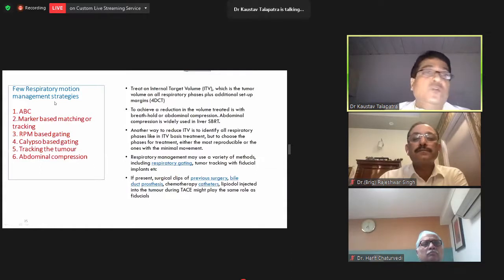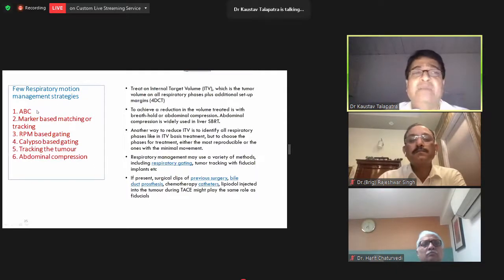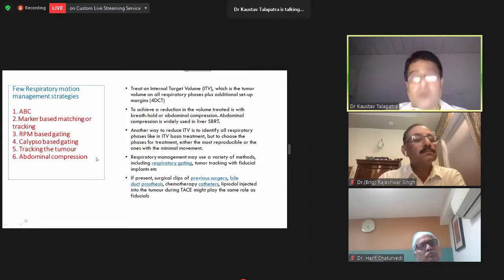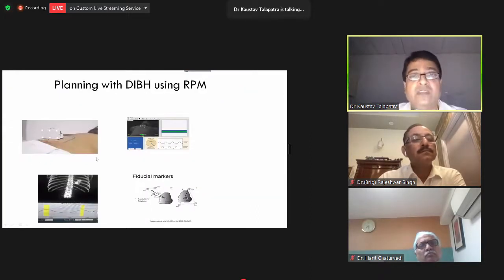The respiratory motion management strategies, I think it's beyond the scope of this talk, but it can be many. At Medanta, Dr. Soin said they have been using ABC. We are doing RPM-based gating, Calypso-based gating, and abdominal compression. So I'll just be showing the images. This is a picture of RPM, respiratory positioning management-based gating.